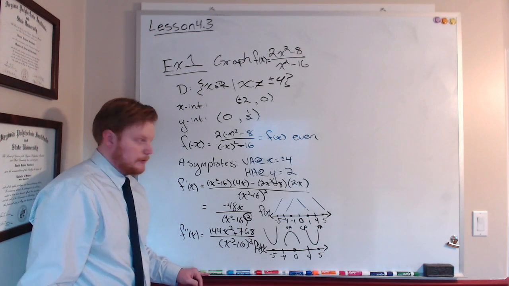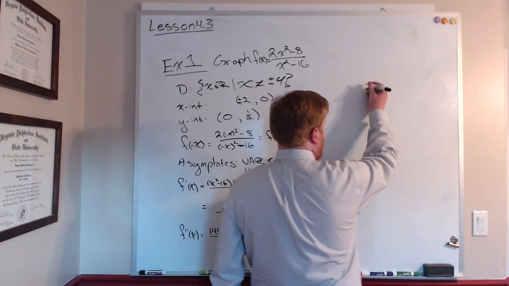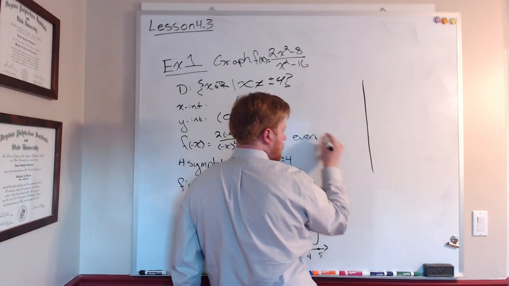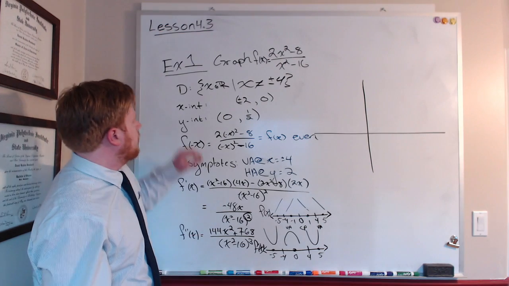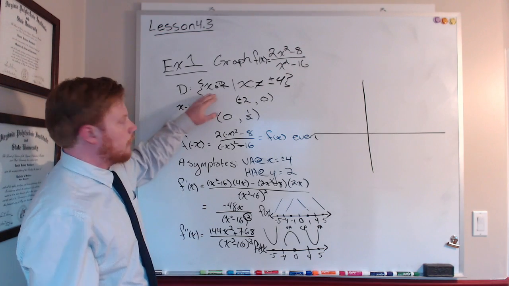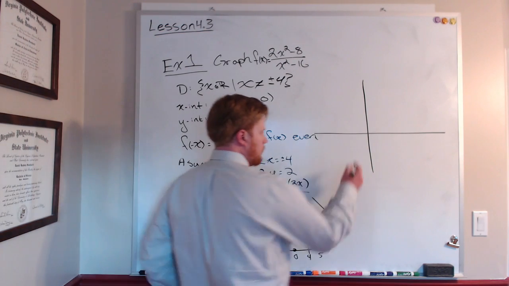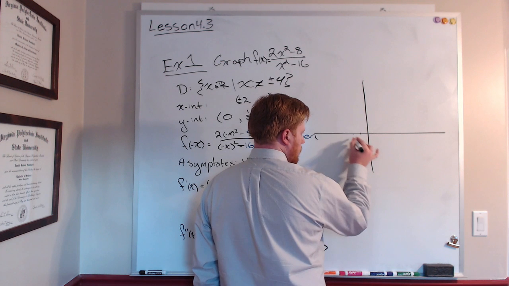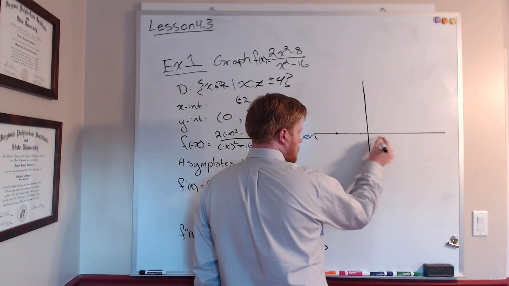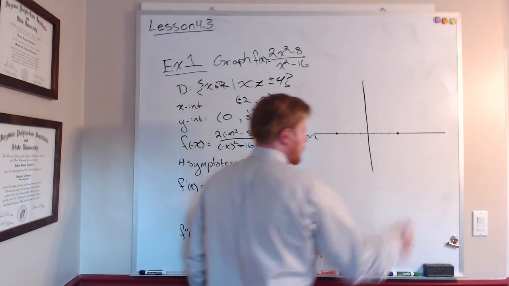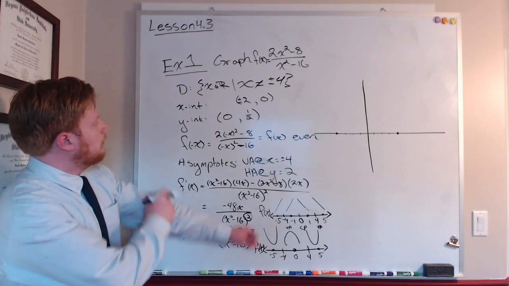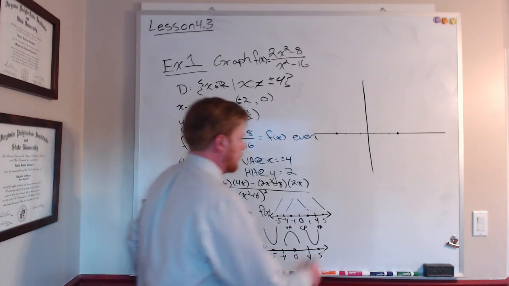Now let's try to graph this thing. We have all the information we need. We know my domain is all real numbers except -4 and 4. So something's going on at -4 and something's going on at +4. Okay. I have vertical asymptotes there.